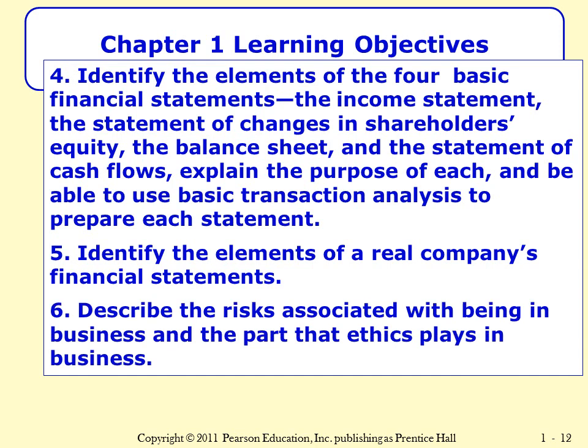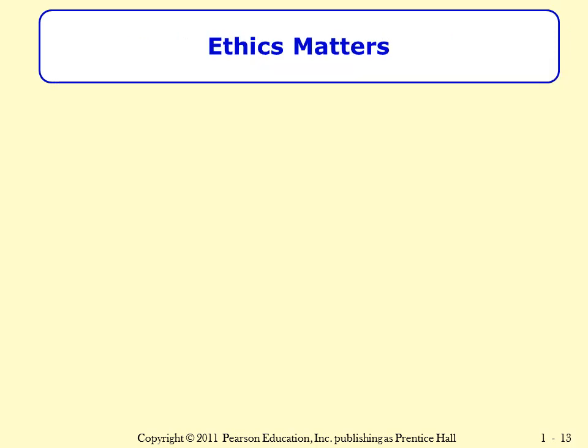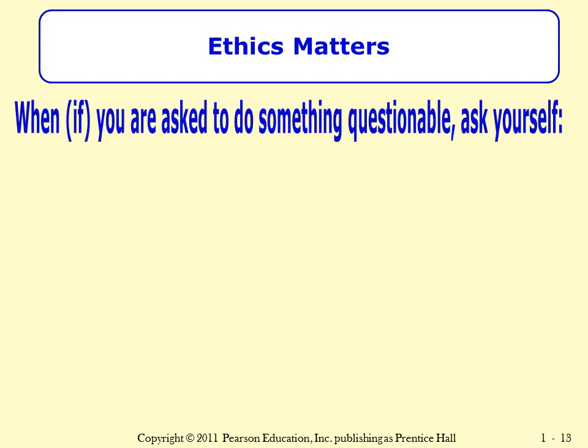You'll look at the elements of a real company's financial statement and be able to identify what those elements are. The last learning objective, you'll also notice that this is a pattern in the text. Every chapter includes a segment about risks and ethics. In Chapter 1, they'll discuss the risks associated with being in business and the part that ethics plays in business. Each chapter also opens with an ethics matter, and this chapter is no exception.